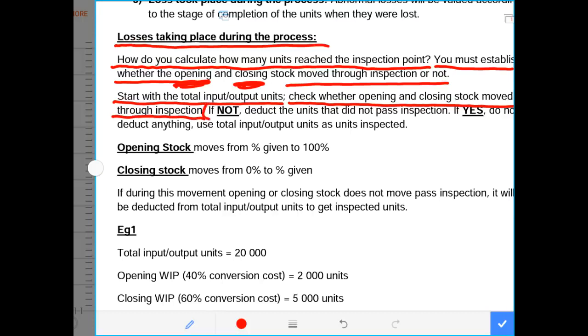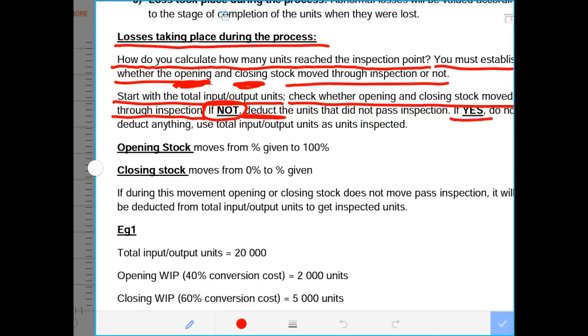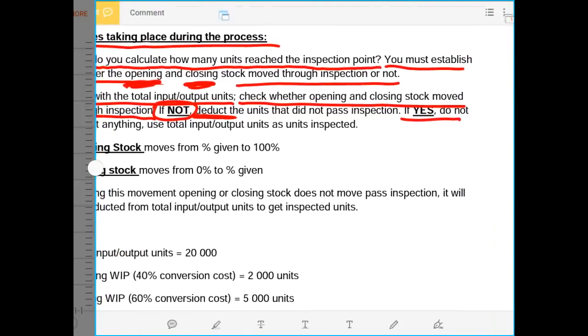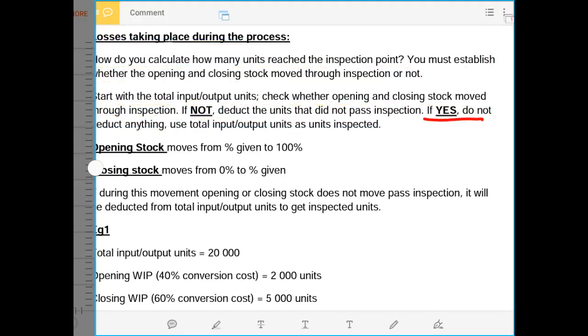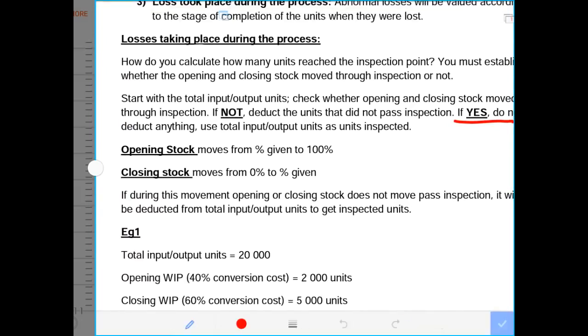Then if the answer is no, that means if the opening or the closing did not move past the point of inspection, you must deduct the units of the opening or the units of the closing that did not pass that point of inspection. Then it further says if the answer is yes, then we do nothing. Meaning, if the inventory did pass the point of inspection, we do not deduct anything. We just use the total input or output units as units inspected.